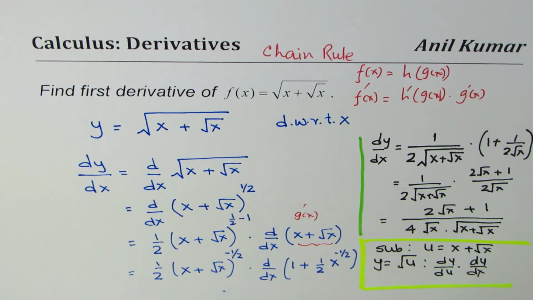I hope both these methods help you to understand how to find derivative of function of functions, which could be complicated at times. So if you get a complicated function, use substitution, right? I'm not saying this is not a complicated function, but it could be more complicated than this.